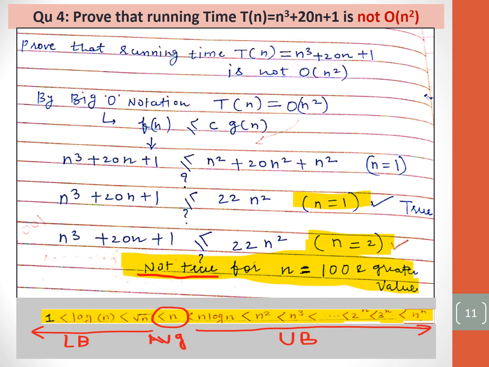We can verify for n equals 100, and if it is not true, that means whatever is given is not true. So we can verify that from n³ we are moving down to n², so definitely it is wrong, and this way we can prove this question.